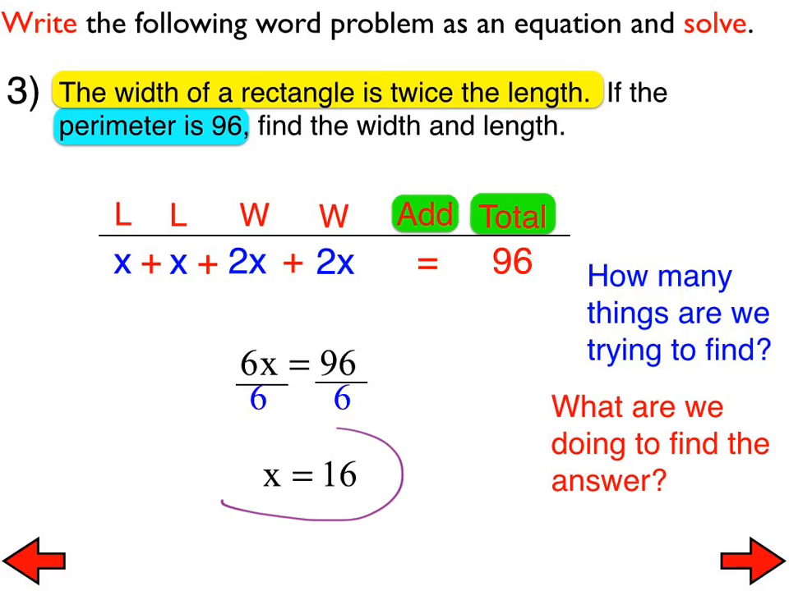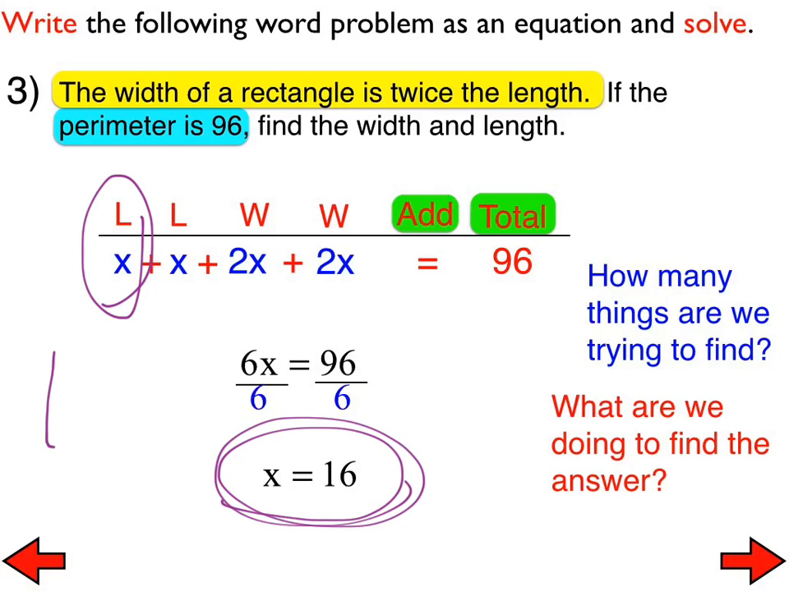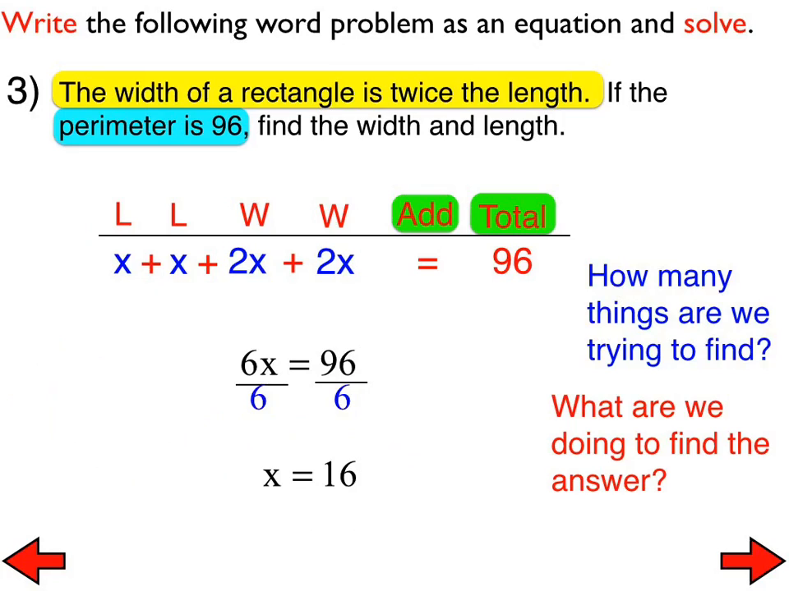In this problem, x being 16 is what the length is. And then to find the width, we would double that, or multiply by 2, to make it twice as big. And if we drew our rectangle right here, 16 and 16 and 32 and 32, that makes 96. So the length is 16 and the width is 32. I would like everybody to try number 4 all the way through.